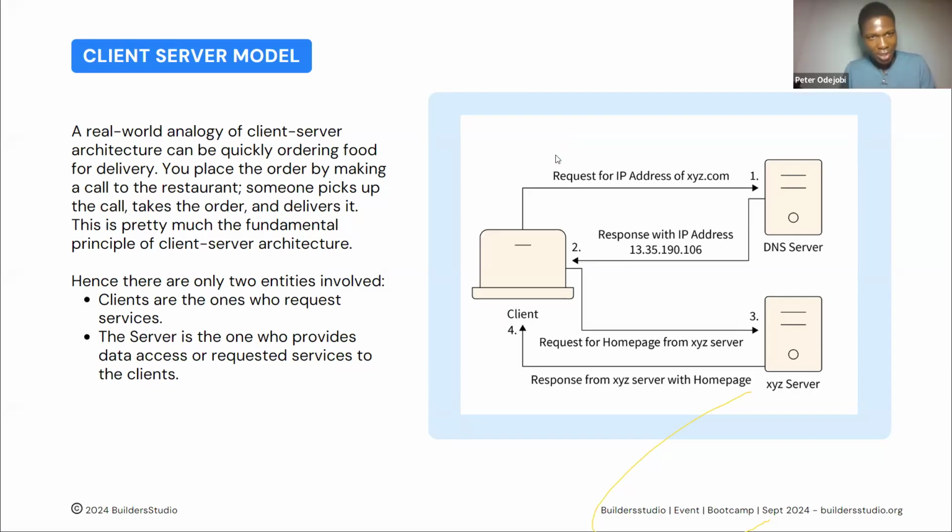Okay, so let me just explain what client server model is. A real world analogy of client server model: you place the order by making a call to the restaurant. Someone picks up the call, takes the order, and delivers it. That exactly explains client server model. It's basically where you pick up your phone and tap onto the app, Dodo, Glovo, Chowdeck, and then you click to order the food.